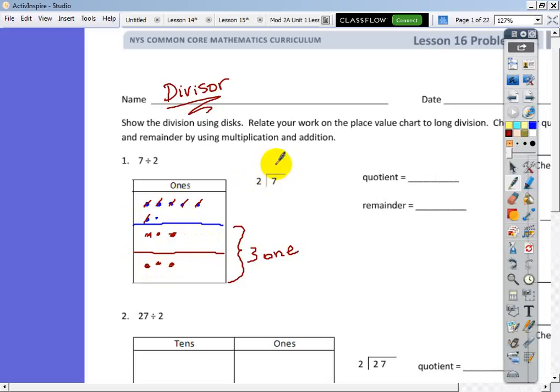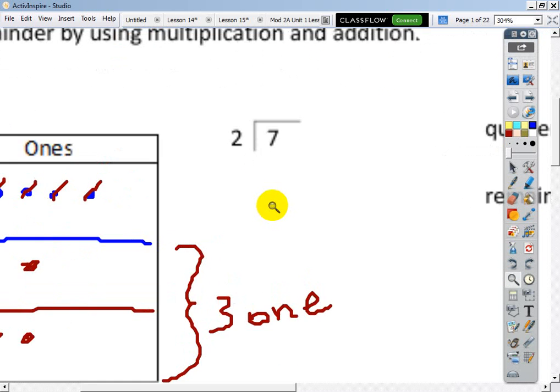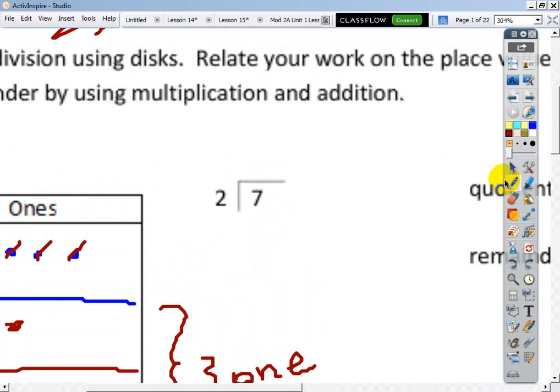Now, how does that work? Well, another way of thinking about it is how many 2's are there in 7? Well, there's 3 ones here and 3 ones here. So I can get 2 plus 2 plus 2. Well, that equals 6. So as close as I can get to 7 is 6. So if I look at my multiplication chart, the closest I can get to 7 is I can multiply 2 times 3. So 2 times 3 equals 6.